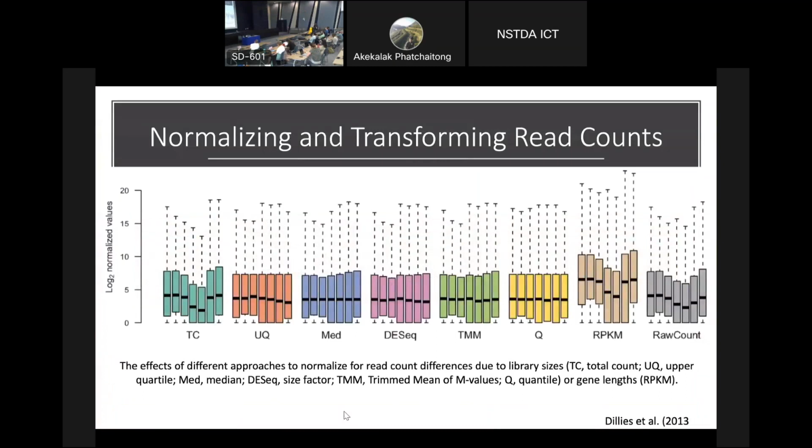So we are done with the count. Next would be the normalization. We now need to normalize the data, or normalize the counts. There are many approaches available, and different tools do it differently. This is an example of the effect of different approaches to normalize for read count differences due to the library sizes. You see various results. So DESeq2 is what we are recommending here, and you can see how it is actually quite different from some of the others.